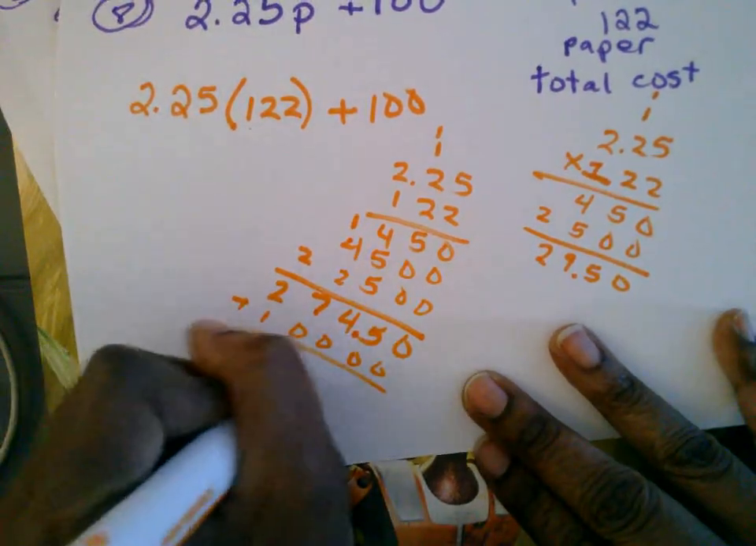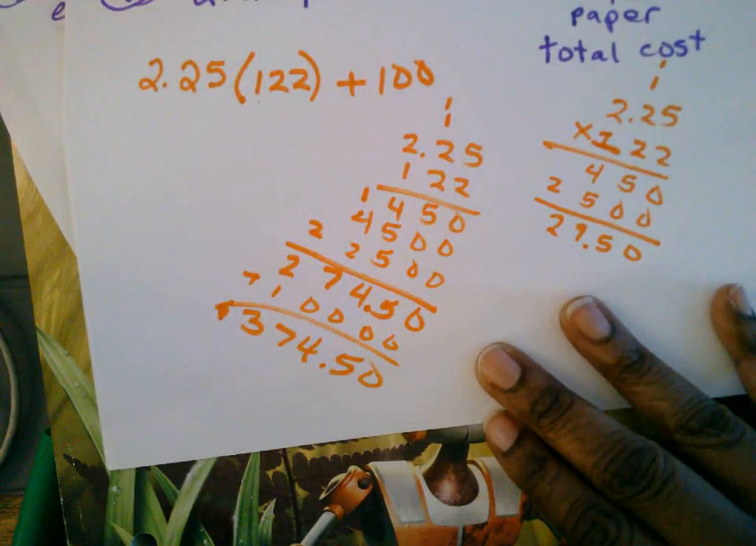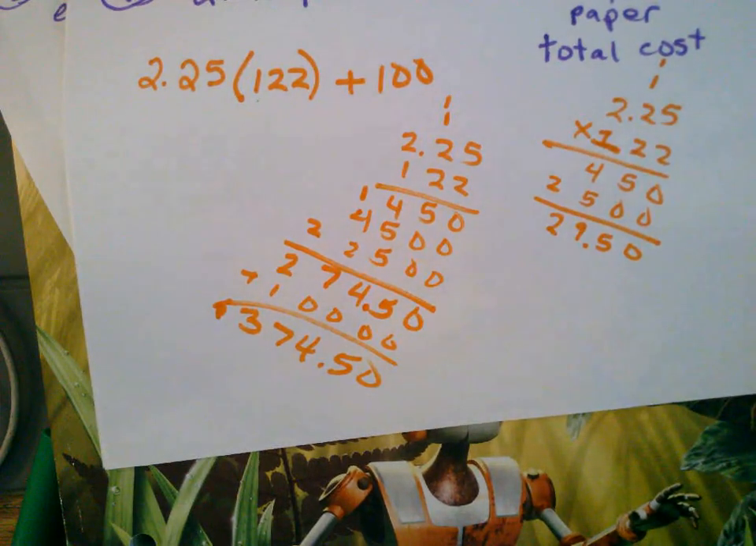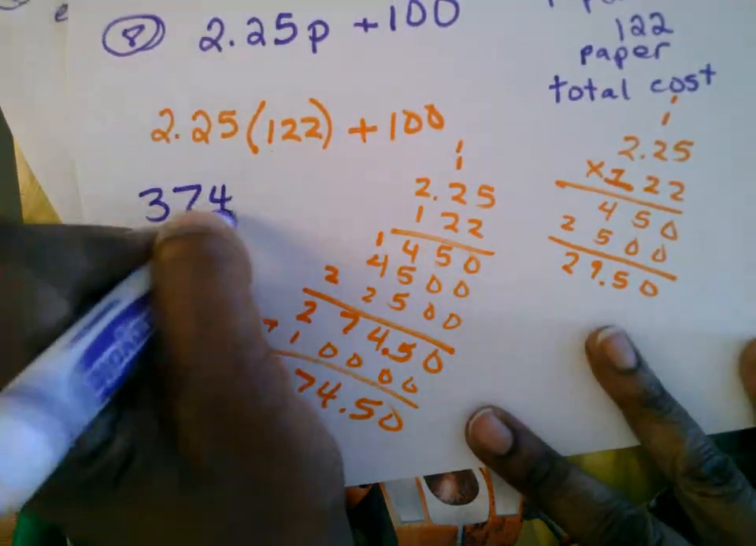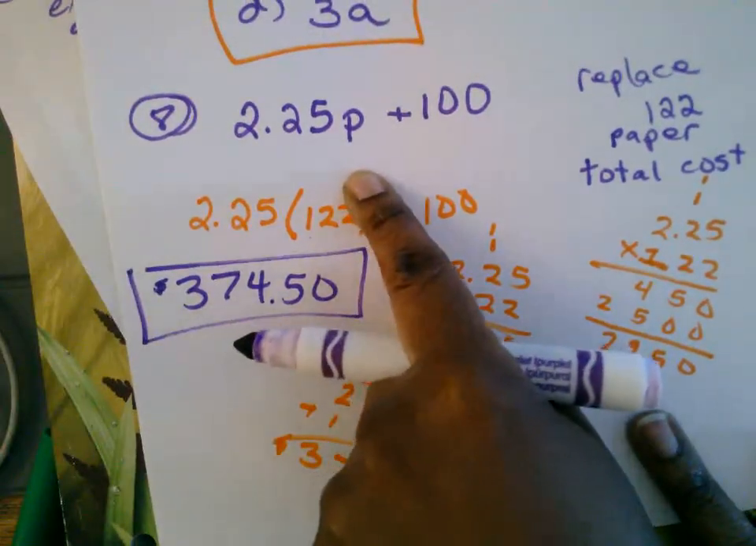How about $374.50? Do you all agree with that? Now, I have a calculator here on my little handy dandy computer. Don't open your computers. I got it right here. 225 times 122 is 274.50. So yes, 374.50 is correct. Are there any questions on how to use the order of operations to evaluate expressions?